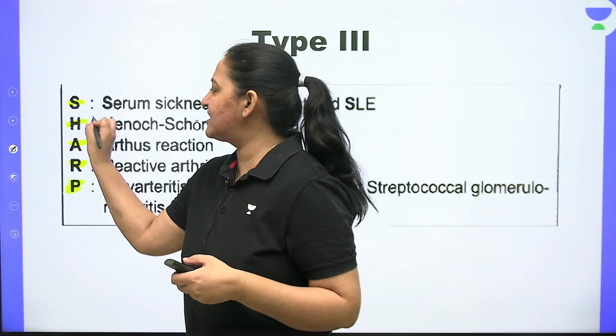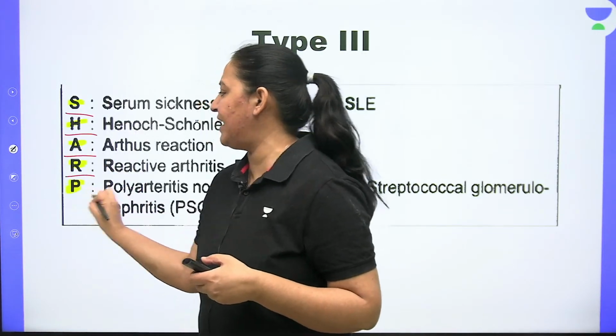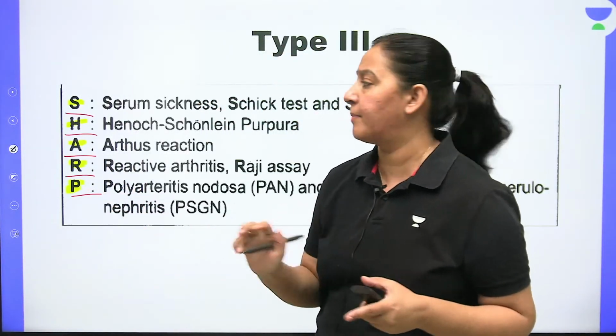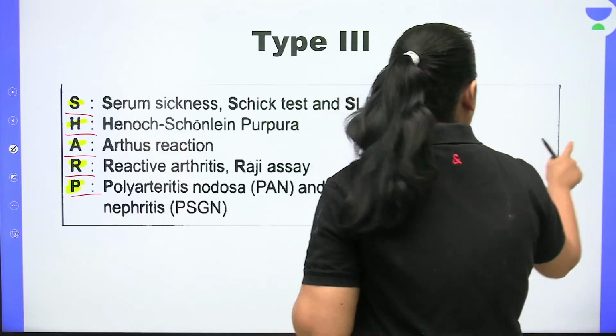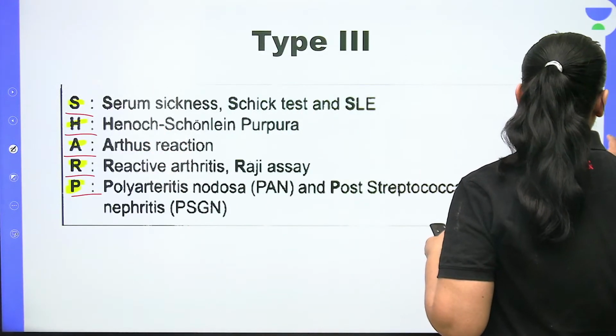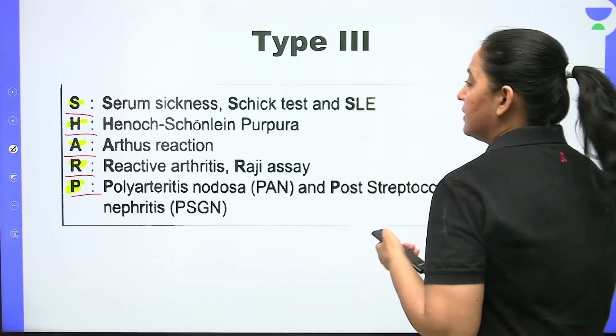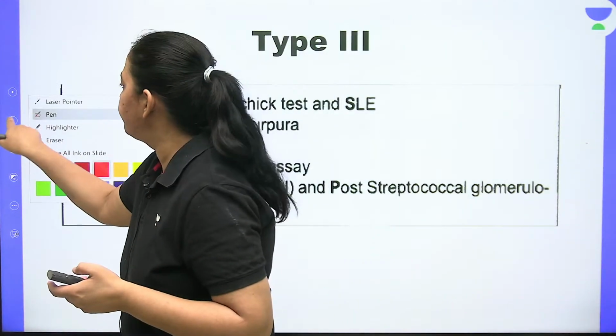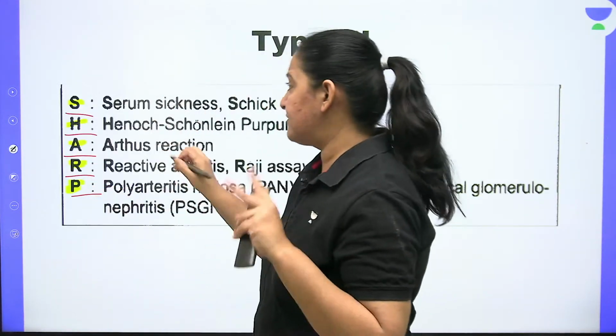The mnemonic is SHARP, sharp. So here S stands for three things, triple S. Let me show you the full form. What does S stand for?